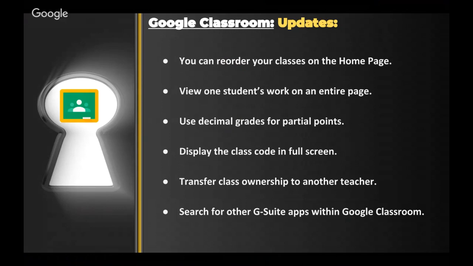You can also now use decimal grades for partial points. Like if you're doing a timed essay out of 4 points, you can give them a 2.5 to show that they're between a 2 and a 3 right now in their writing.